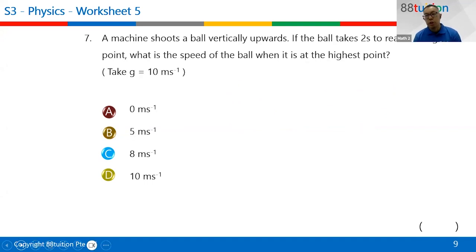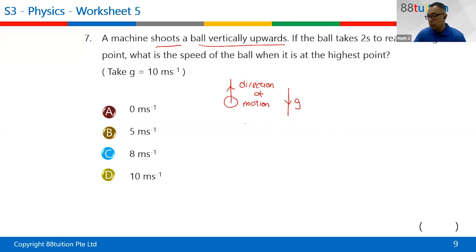Just now, the earlier question is a drop. That means your object's motion or throw is downwards, and the object's direction of motion is the same as gravity. Now it's opposite. Vertically upwards. And your gravity is downwards. So now, in this case, your acceleration will be minus 10 meters per second squared. Because the direction of motion opposes each other. Or rather, we take upwards to be positive, so anything downwards will be negative.